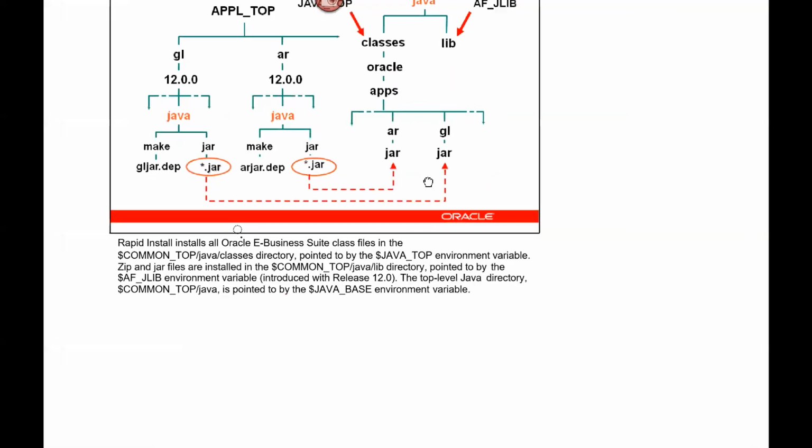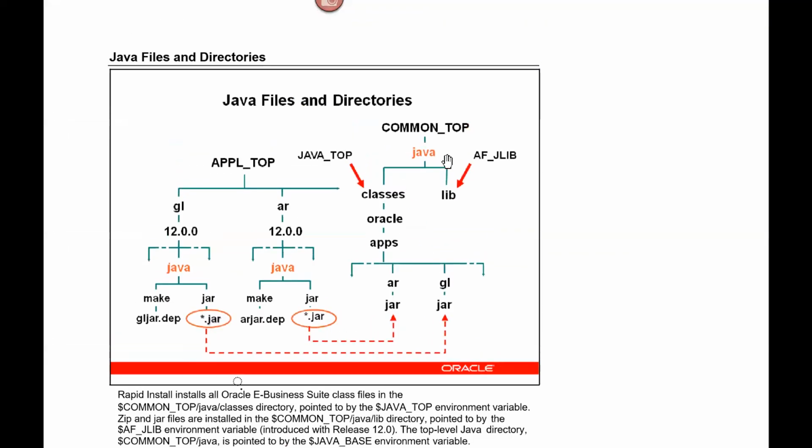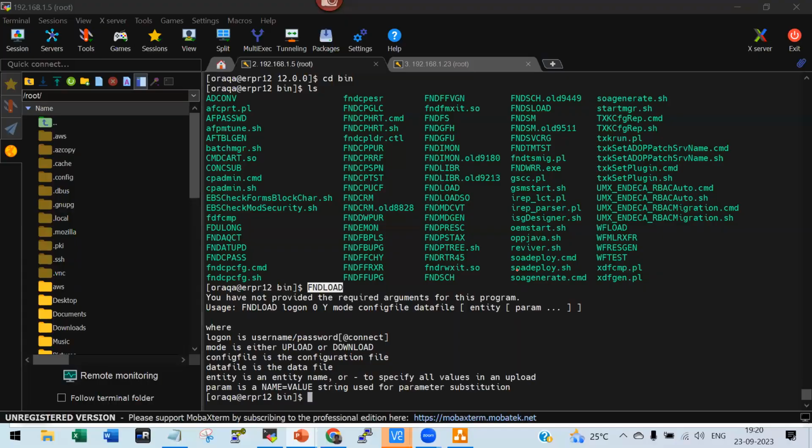Plus you also have a Java top. In the common top you have a Java top, and all the jar files will be available here. And if you see, these are all the jars. Each of the products will have jar files, but they are centrally located in the common top. For example, GL has its own jar files, AR has jar files, but everything will be stored in the common top.